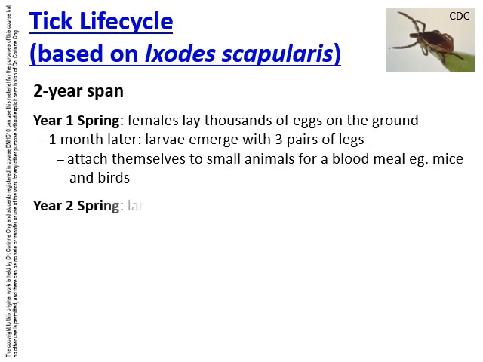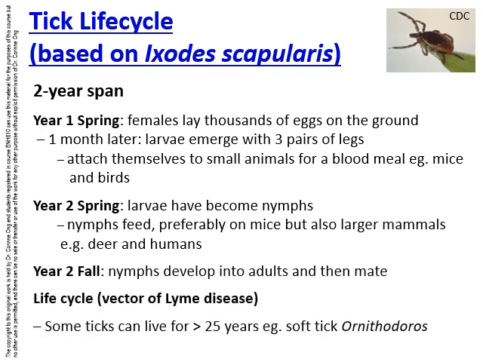Because the tick life cycle is fairly long and complicated with several different hosts, let's look at it in greater detail. In the spring of the first year, eggs that are laid by females hatch, and larvae emerge with only 3 pairs of legs. At this stage, they feed on small animals such as birds and mice. It takes a year for them to mature into nymphs, which feed on larger mammals such as deer and humans. In the fall of the second year, nymphs develop into mature adults and are able to reproduce.